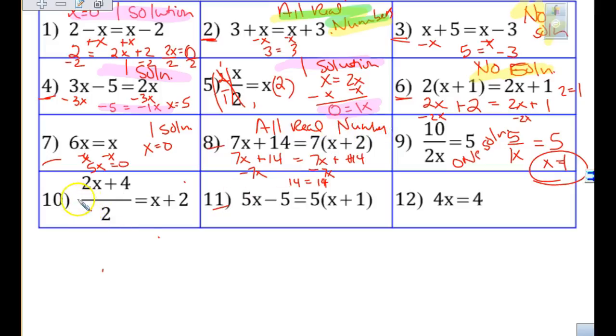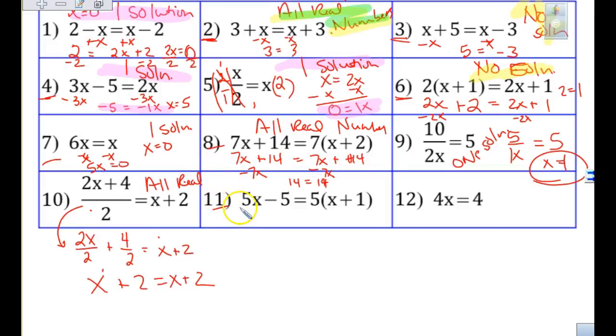Number 10. We had a problem like this right at the beginning with our distributive property. Okay? What you want to think of doing is taking 2x and dividing it by 2. And please write this down in your notes. And then 4 divided by 2. So that's really what this problem means. And on this side, we still have x plus 2. Well, when I divide this by 2, that leaves me with x plus 2. X plus 2, they look the same on both sides, exactly the same. So when I subtract x from both sides, I know this one will be all real numbers.